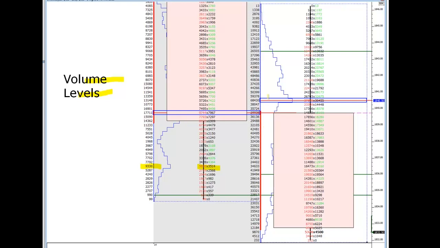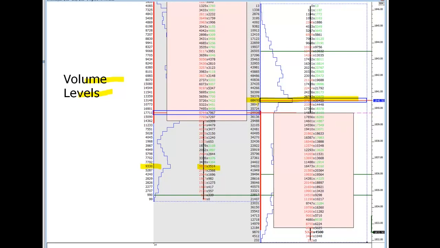So for instance, if we wanted to know what the total volume was at our volume point of control right here, it was 68,430. If you add the total contracts traded at the bid plus the total traded at the ask, you are going to end up with the 68,000.